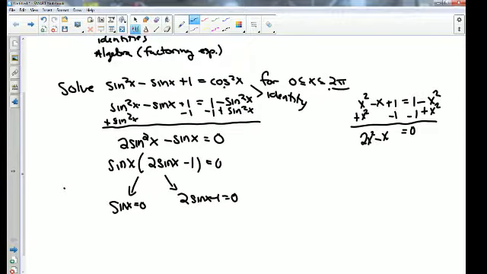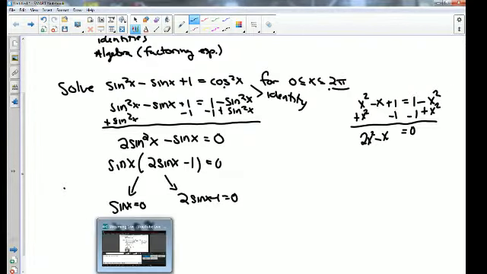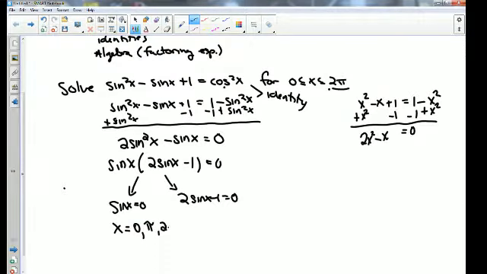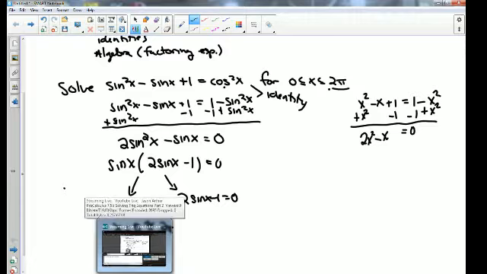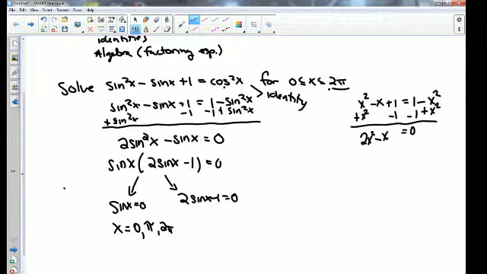So where is sine 0 between 0 and 2 pi? That would be at 0 degrees and 180 degrees. How about we're in radians? That would be 0 and pi. Notice 0 and 2 pi are the same thing, right? Same value. But in your interval, they're both included. So you have to include them in your answers.